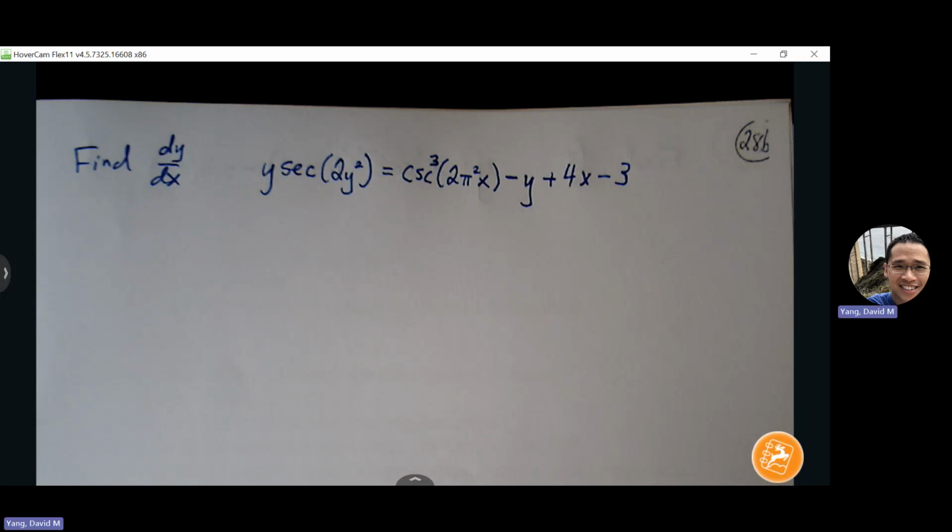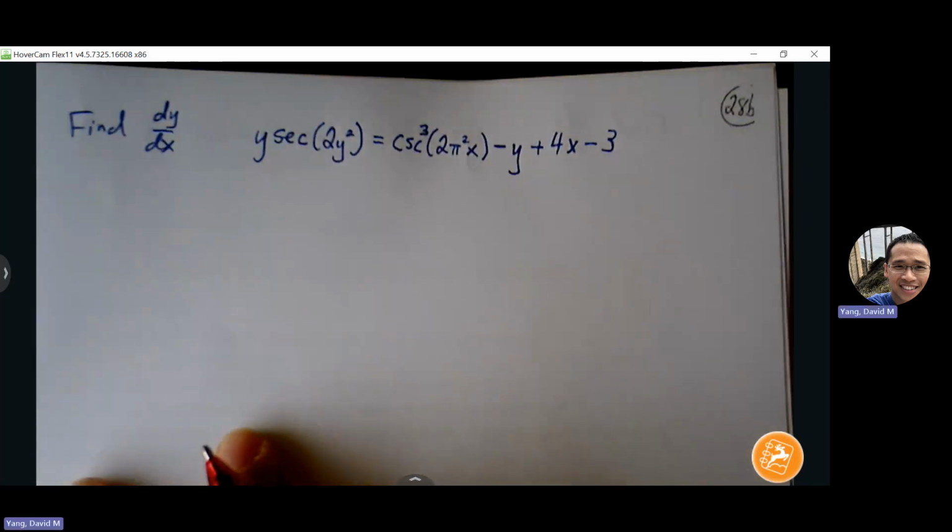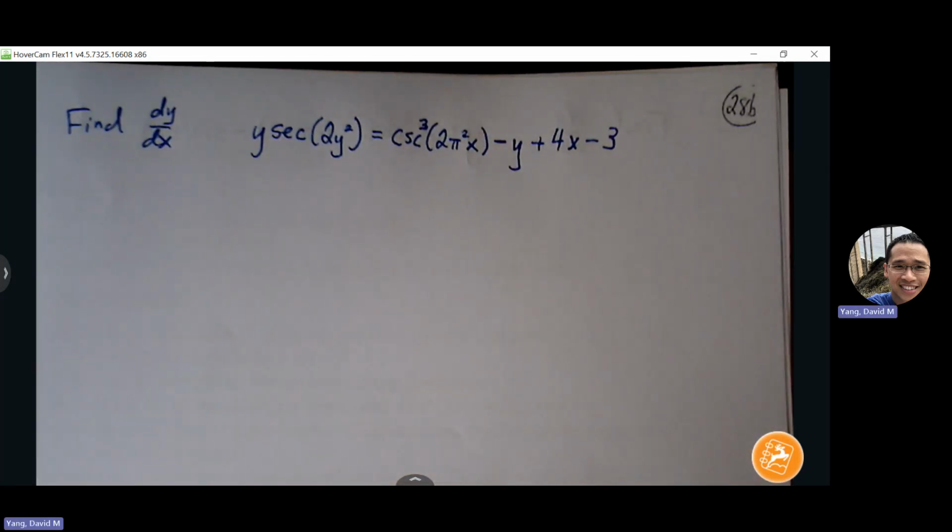Find dy dx: y secant 2y squared equals cosecant cubed of 2 pi squared x minus y plus 4x minus 3. I do want you guys to try this on your own, but I want to make sure that we're on the right track here.